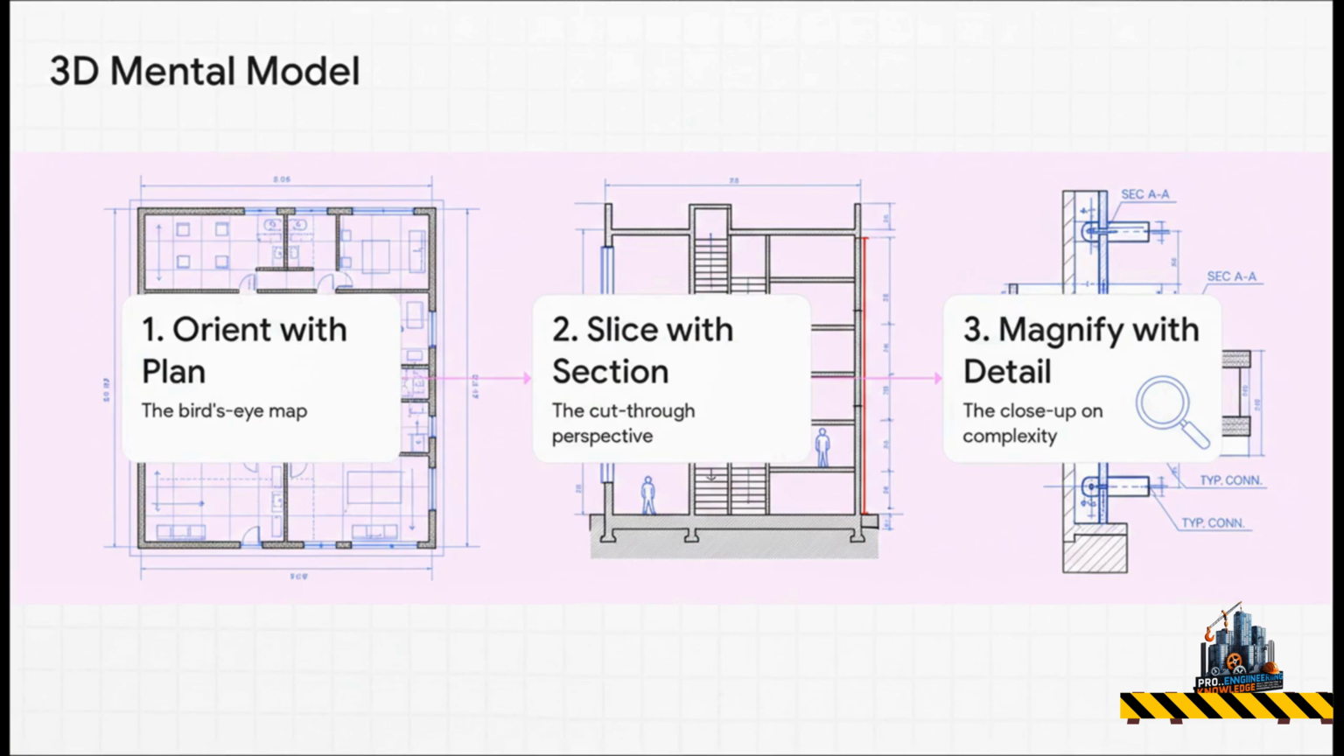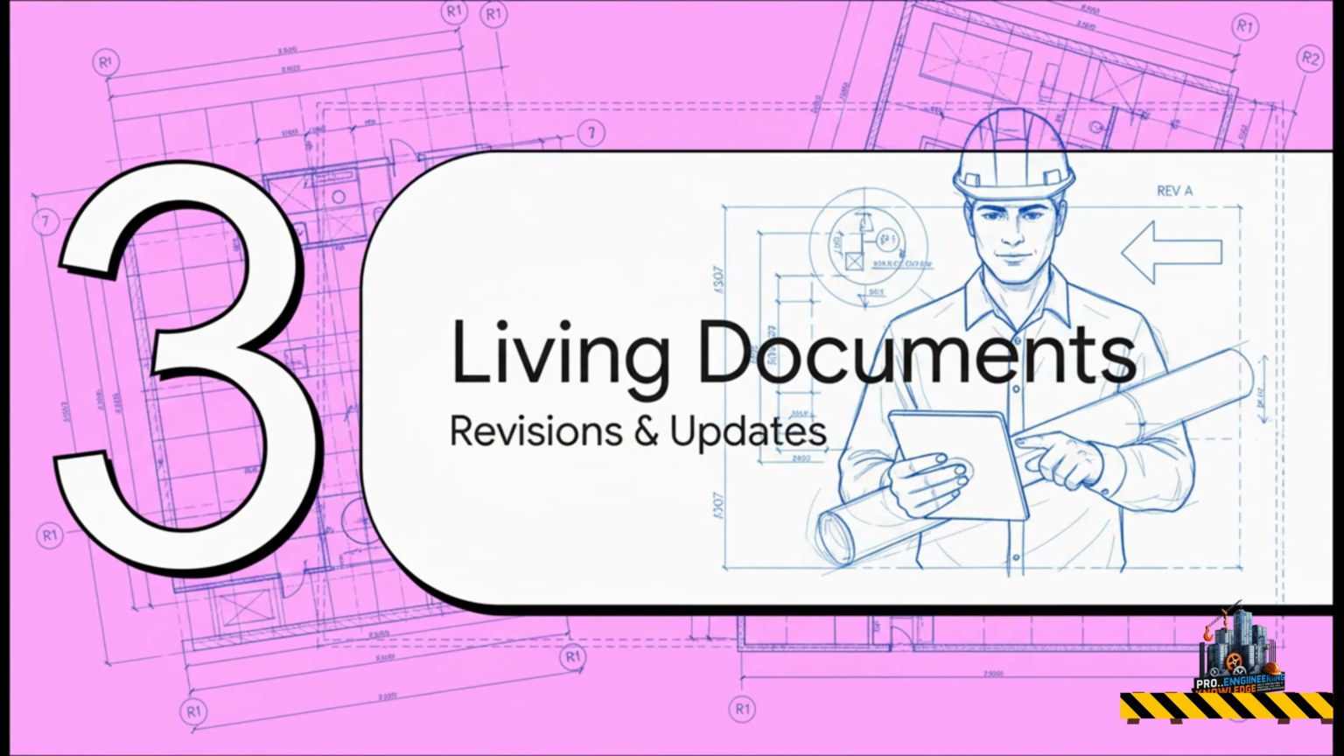So here's the system for building that 3D model right in your head. First, you get your bearings with the plan view. That's your bird's eye map. Next, you slice right through the building with the section views to see how everything stacks up vertically. And finally, you zoom in on the complicated parts with the detail drawings. It's moving between these 3 views, plan, section, detail, that lets you build a totally accurate mental picture of the entire structure.